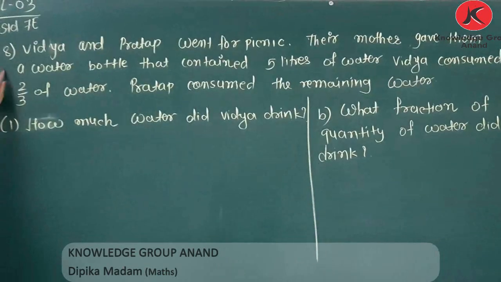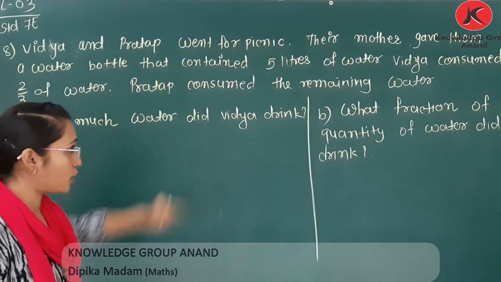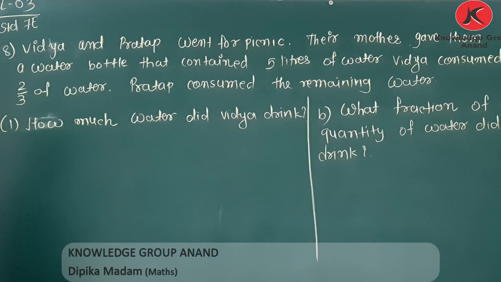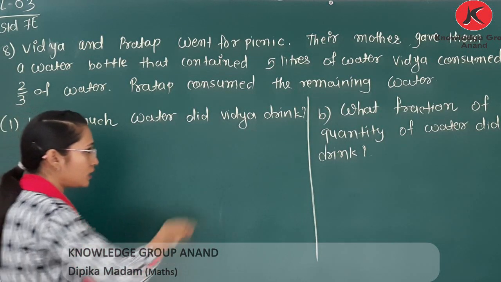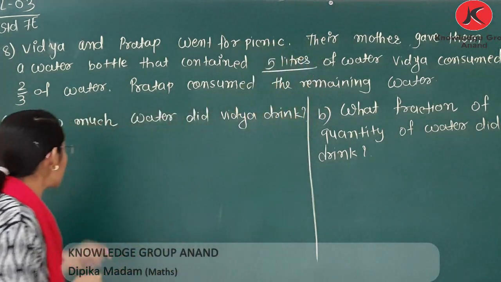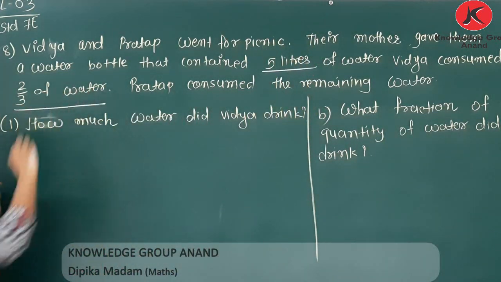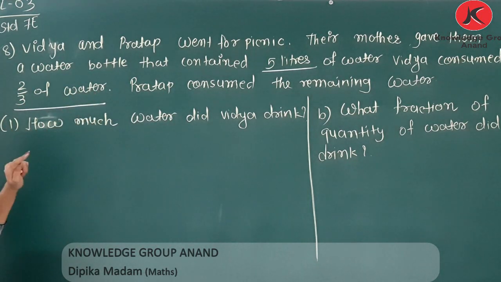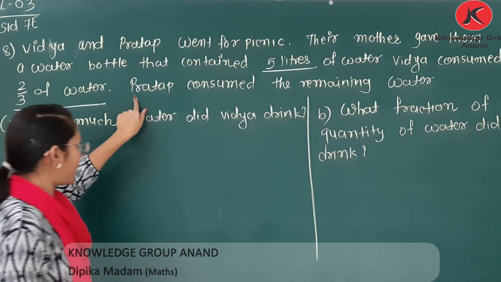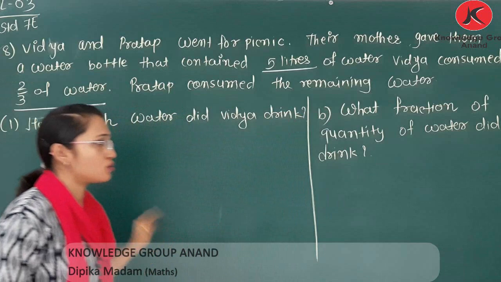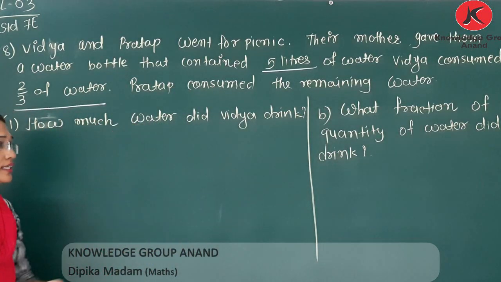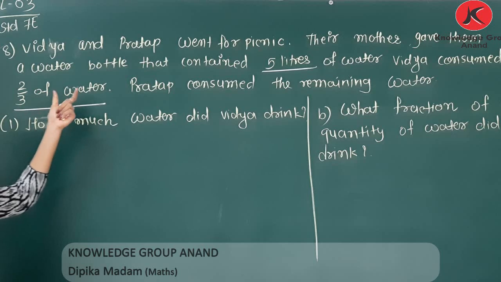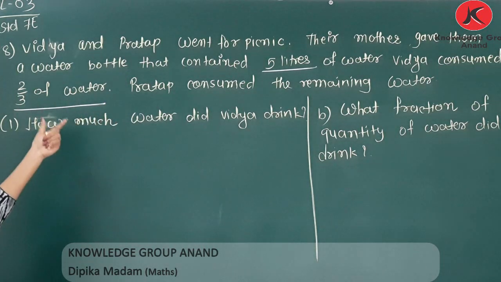Now example 8. Vidya and Pratap went for a picnic. Their mother gave them a water bottle that contained 5 liters of water. Vidya consumed 2 by 3 of water. What is this? 2 by 3 of water. How much water is there? 5 liters. You need to find 2 by 3 of 5 liters. The question is how much water was drunk by Vidya. Pratap consumed the remaining water. So in the first part, how much water did Vidya drink? In the question it is written Vidya consumed 2 by 3 of water.